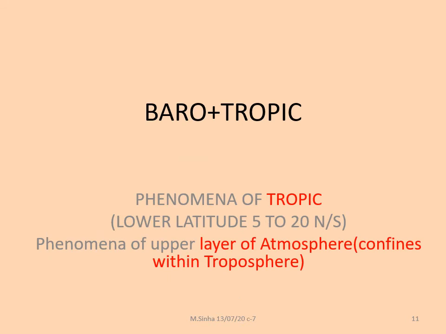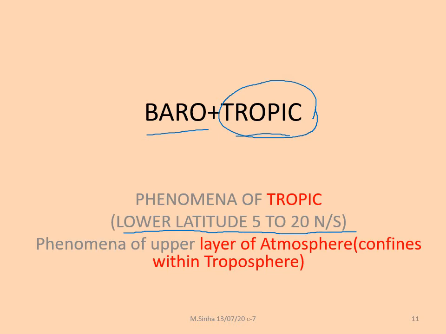Barotropic is related to two words, baro and tropic. We are all familiar with the tropic. 23 degree 30 minutes north is known as the Tropic of Cancer and south is known as the Tropic of Capricorn. So we are all familiar with the zone of tropic. This barotropic condition is common in the tropical region, that's why it is called barotropic. Its latitudinal range is from 5 degree to 23 degree north and south.